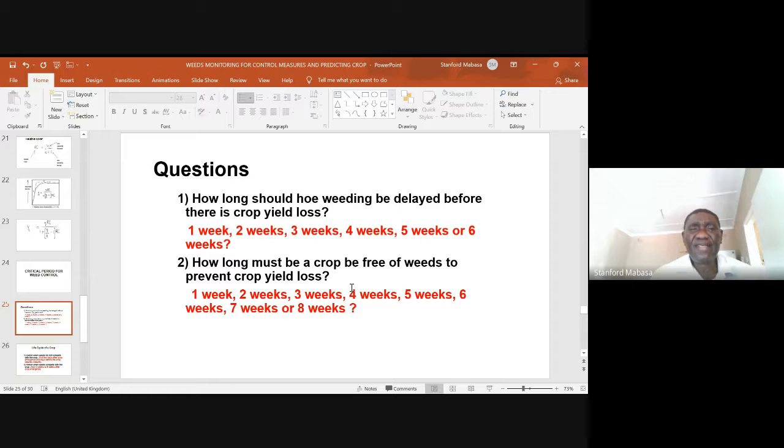So the question is, how long should hoe weeding be delayed before there is crop yield loss? Is it 1 week, 2 weeks, up to probably 6 weeks? Or how long must a crop be free of weeds to prevent crop yield loss? Is it 1 week, 2 weeks, or up to 8 weeks?